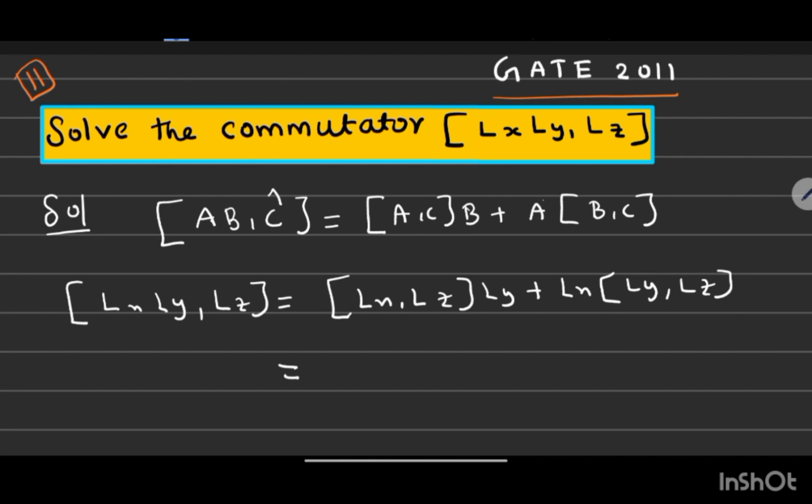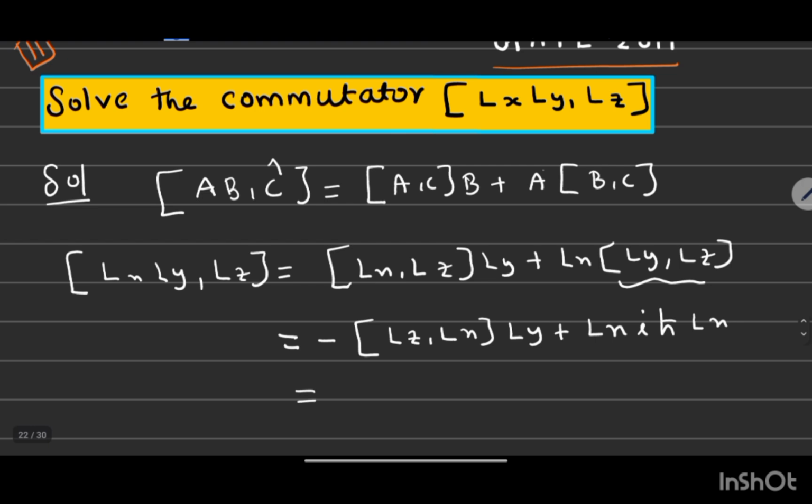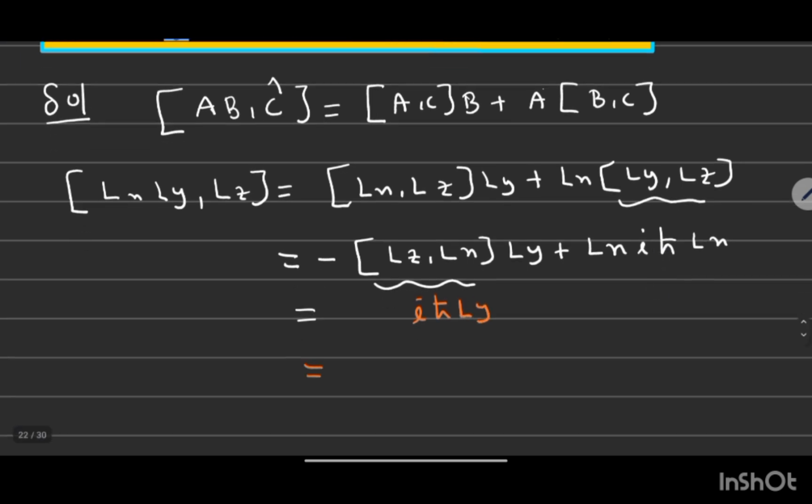So what is the commutation relation that involves orbital angular momentum? Here you can write this as minus of Lz times Lx, Ly, plus Ly Lz. We know the commutation of Ly Lz is i h cut times Lx, and the commutation of Lz Lx is i h cut times Ly. So this answer is minus i h cut times Ly squared plus i h cut times Lx squared.